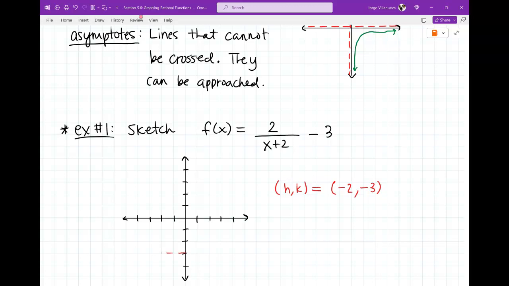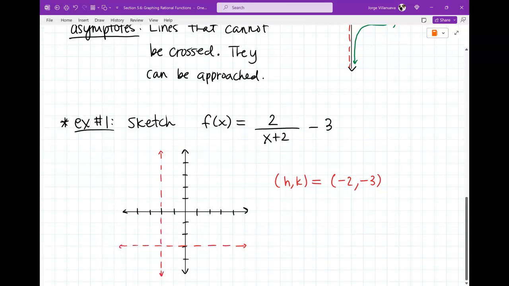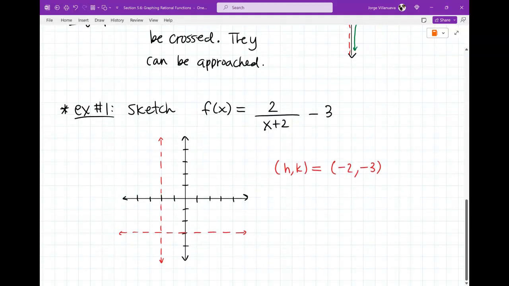So here we go. Negative 2, negative 3. So there's that, and that. All right. Now focus on the dashed red lines. Ignore the black lines, okay? The black graph, ignore it. Focus on the red dashed line.